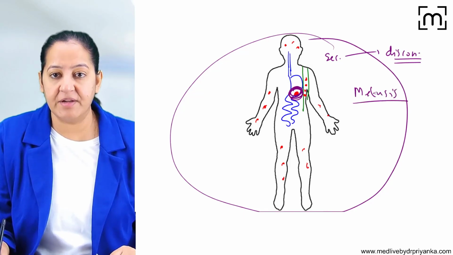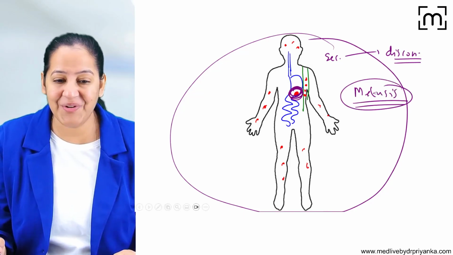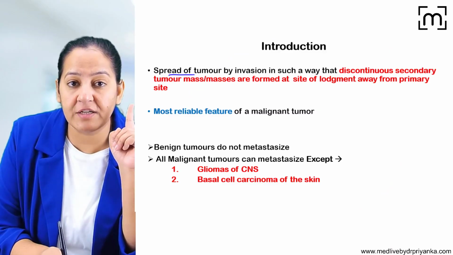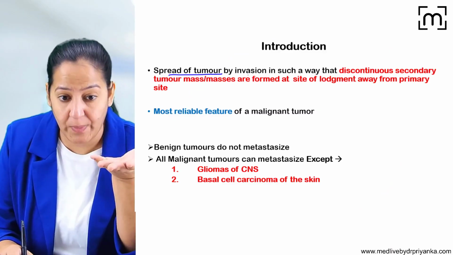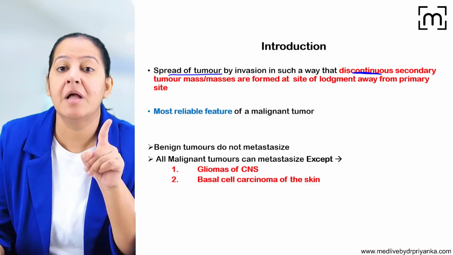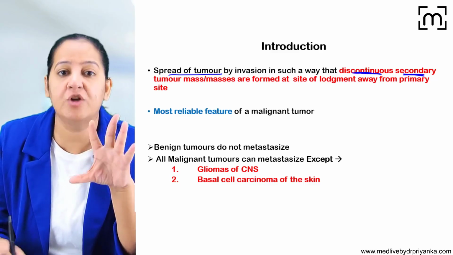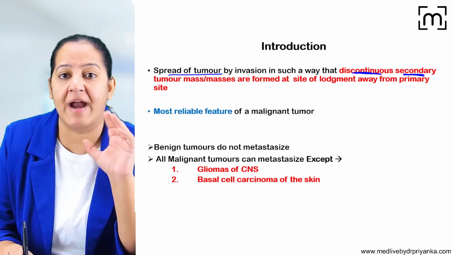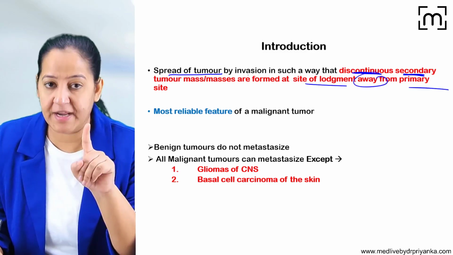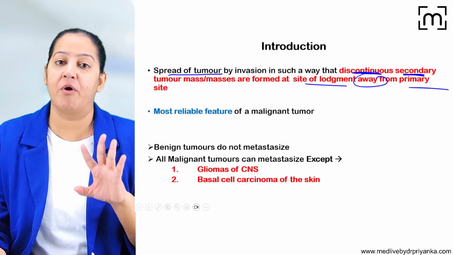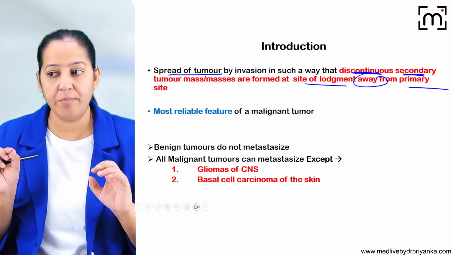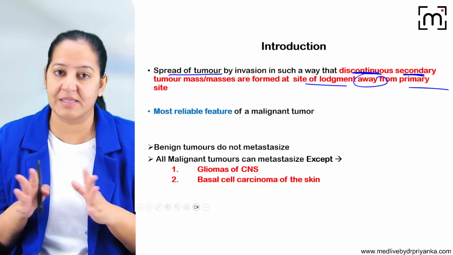So if the examiner is asking you to define metastasis, how are you going to define it? Metastasis is the spread of the tumor by invasion in such a way that multiple discontinuous, highlight the word discontinuous, multiple discontinuous secondary tumors or secondary masses are formed at the site of the lodgement which are away from the primary. So there is one primary and multiple secondaries are formed which are discontinuous from the primary and away from the primary. They are formed at the site of the lodgement where the tumor cells are lodging.